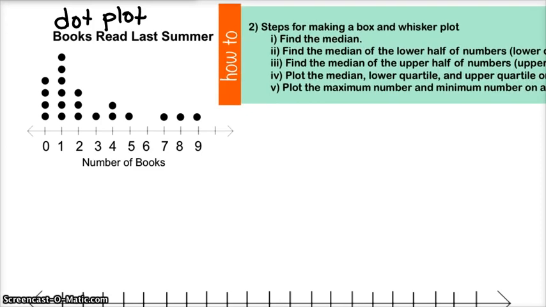First thing we have to do is find the median. Because we already have all of the numbers listed, we can go ahead and find the median by crossing off the lowest number to the highest. The lowest is a 0, highest is a 9.